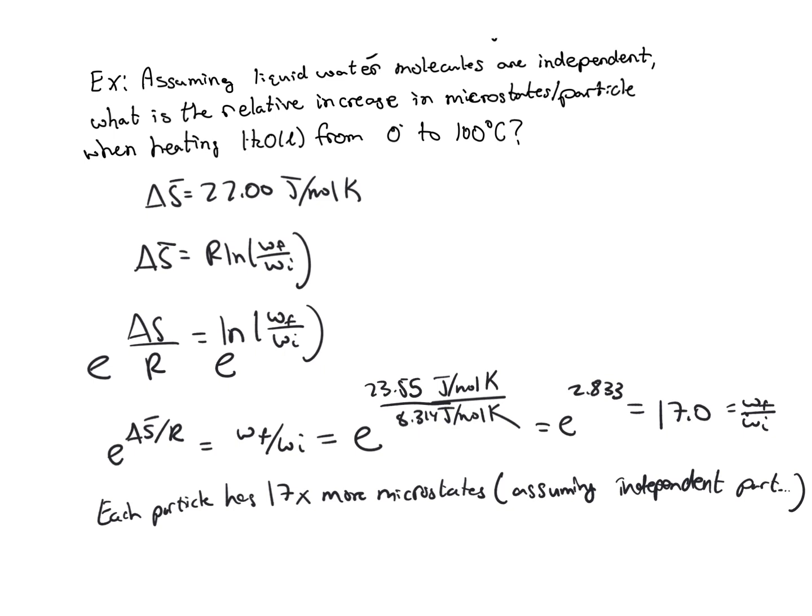So that says that for all those different rotations going on in the water, there's now a factor of 17 more possible microstates, assuming they're independent. Not a great assumption because of the hydrogen bonding in water, but it gives us an idea of that increased freedom of the water molecules as they go from 0 to 100, and therefore the increased entropy.